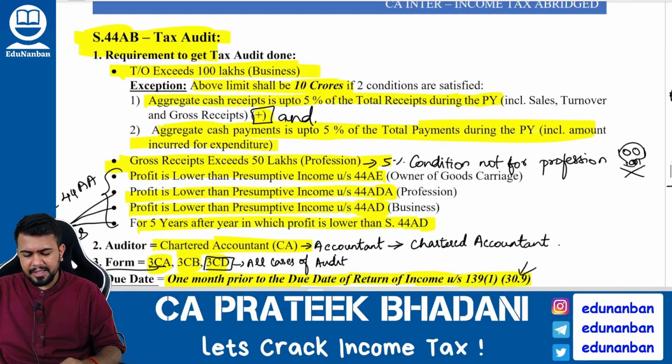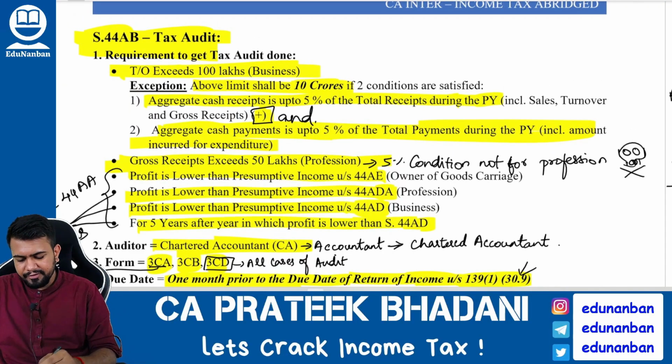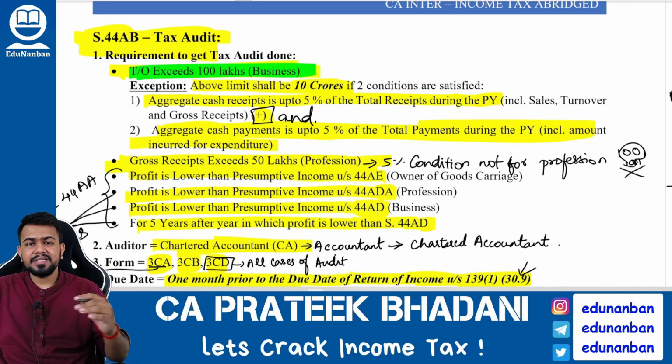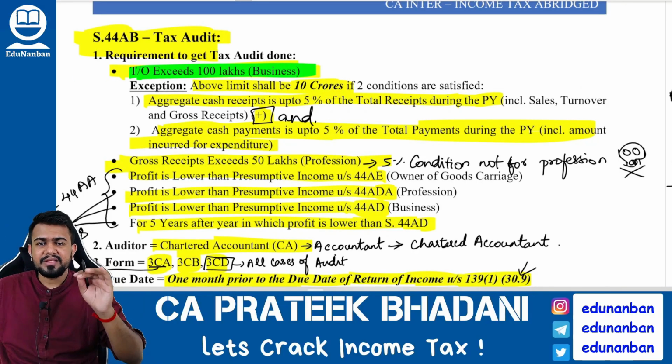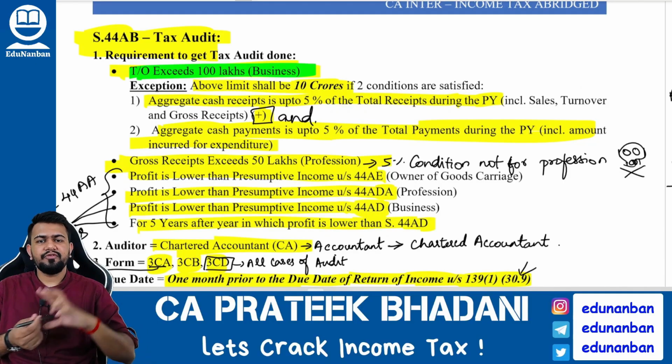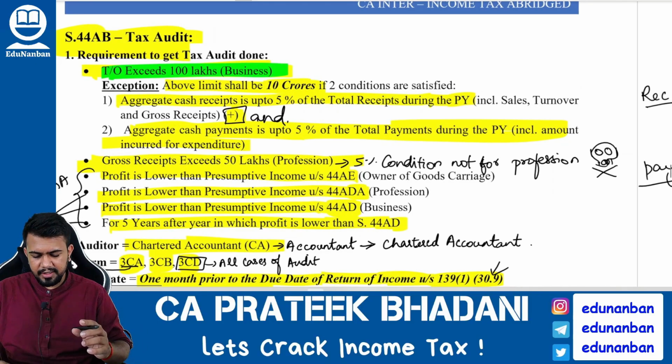Tax audit is applicable to whom? Number 1. If the turnover of a business exceeds 1 crore rupees, then tax audit is compulsory. However, this 1 crore will be considered as 10 crores if two conditions are satisfied. What are the two conditions?